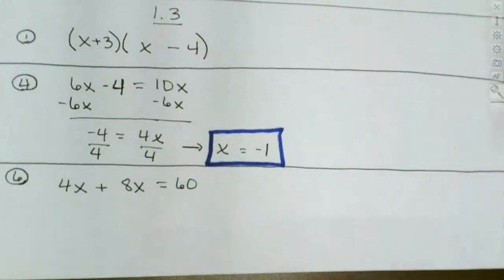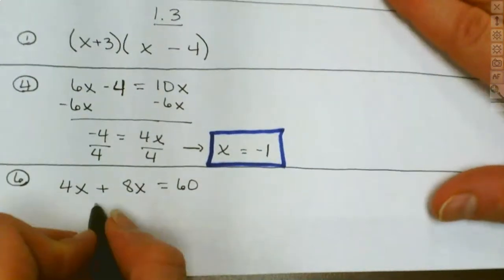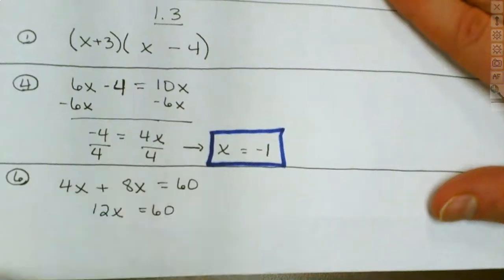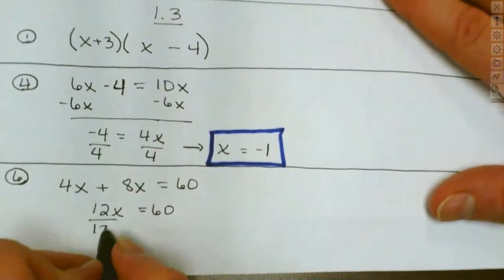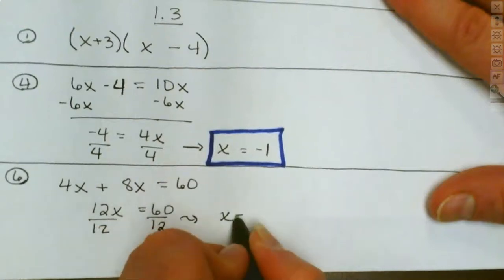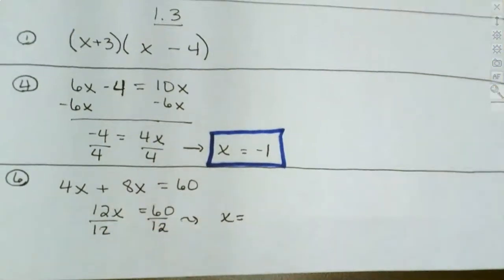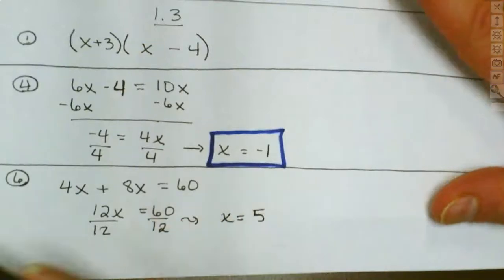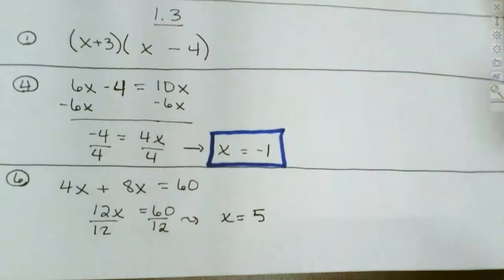Now we can finish it. So 4 plus 8. Add those together. That's a 12x equals 60. We'll divide by our 12. And that should then leave us with our final answer of x now equaling what? X should equal 5, shouldn't it? So there's your final answer for that.